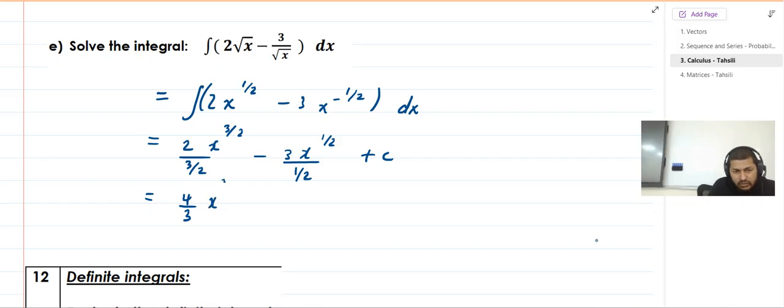x to the power 3 over 2. Subtract, what's 3 divided by half? 3 times 2, keep change flip. You need to flip the half, so you will get 2 over 1. So 3 times 2 is 6. x to the power half plus c, and that's your answer.